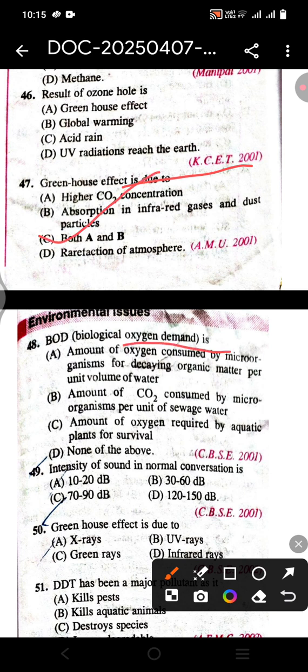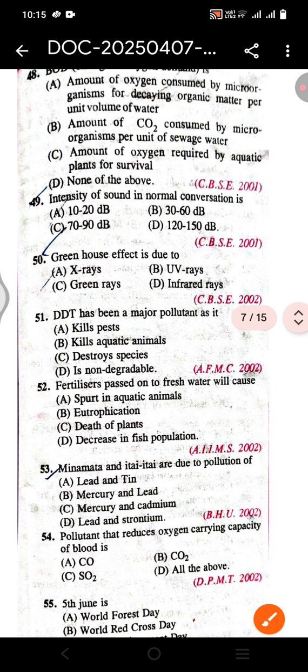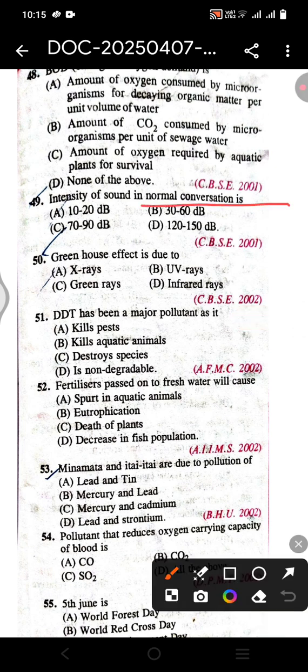BOD, biological oxygen demand, is the amount of oxygen consumed by microorganisms for decaying the organic matter present in a water body per unit volume of the water. Next, the intensity of sound in normal conversation is 30 to 60 decibels. The greenhouse effect is due to infrared rays. DDT has been a major pollutant as it is non-biodegradable. Option D is correct.